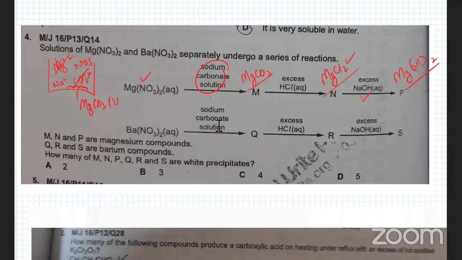Next one, barium nitrate, sodium carbonate. Will there be a precipitate? Yes, there's going to be a precipitate. Barium and carbonate would combine to form a solid precipitate of barium carbonate, which will also react with HCl to form barium chloride. What happens if you add excess NaOH?